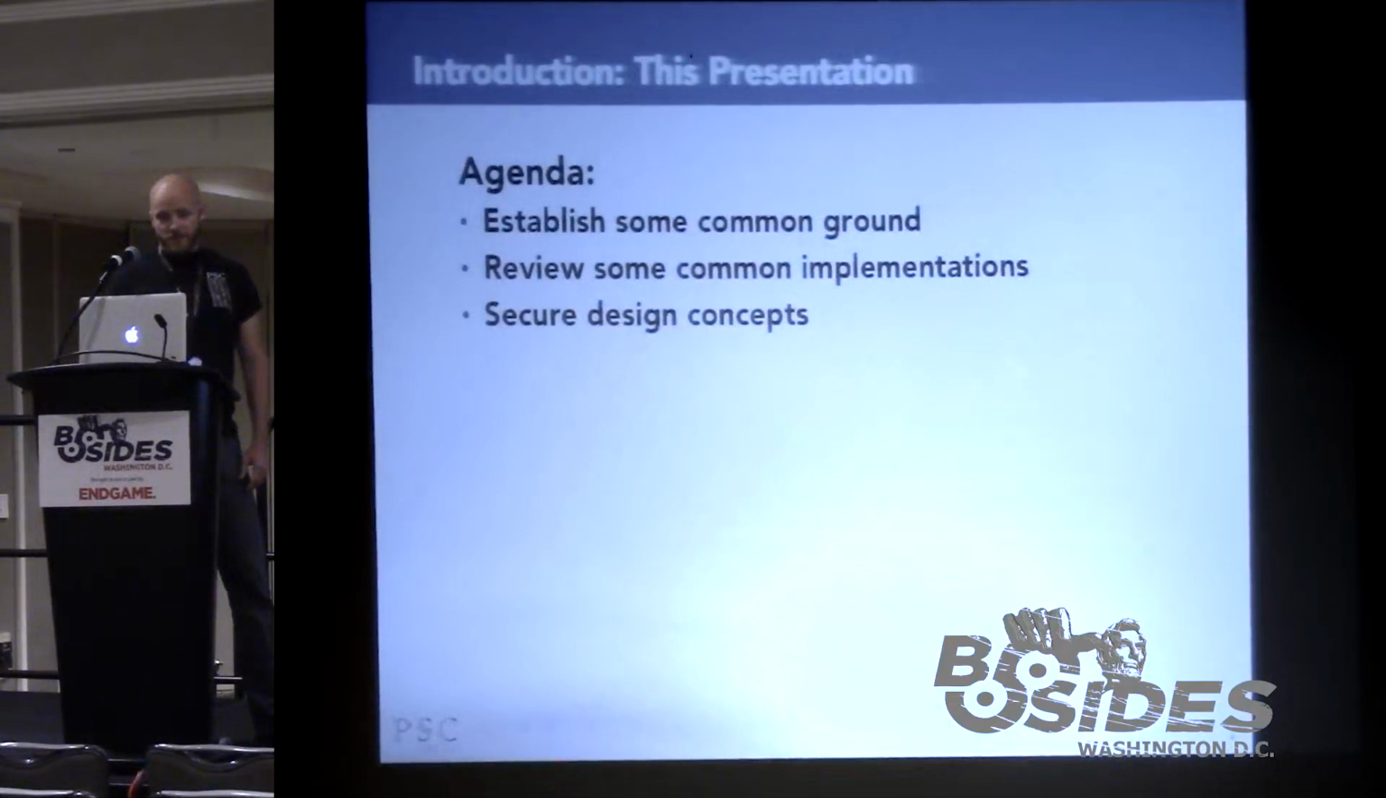So, a quick agenda. I want to go over a couple of concepts and a little bit of terminology. Then I'm going to review some of the common implementations for separating security zones that I've seen, experience-wise. Then talk about some of the bypasses and weaknesses connected to those, and wrap up talking about what I would call secure design concepts, or some things I've seen in the wild that work very well for creating good security boundaries.